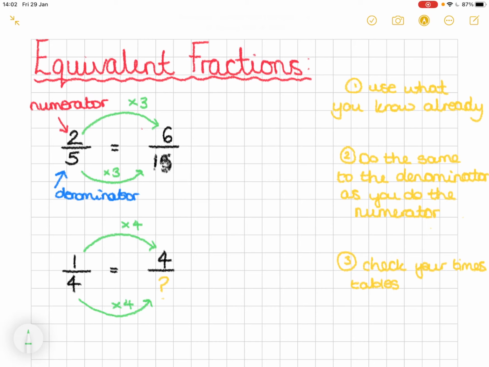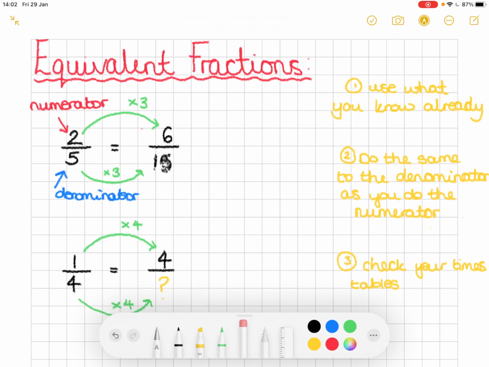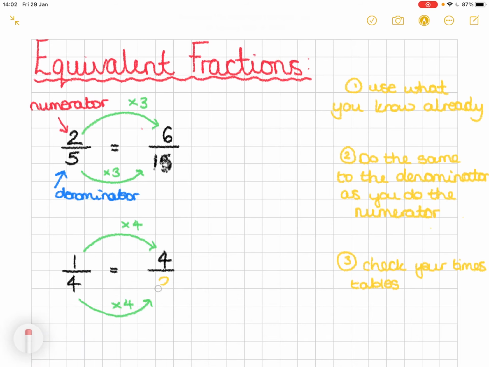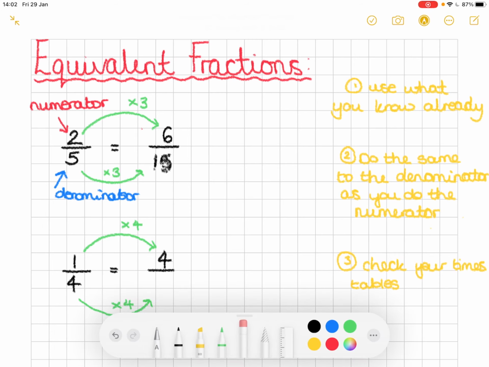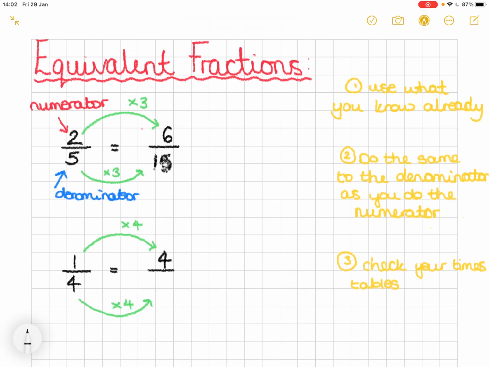So now you need to work out what is 4 times 4. And once you work out that value, you know what this missing denominator is. So 4 times 4 is 16. So if I take my pen, 16 goes in the space, our missing number is now filled, and we know that 1/4 is equivalent to 4/16.